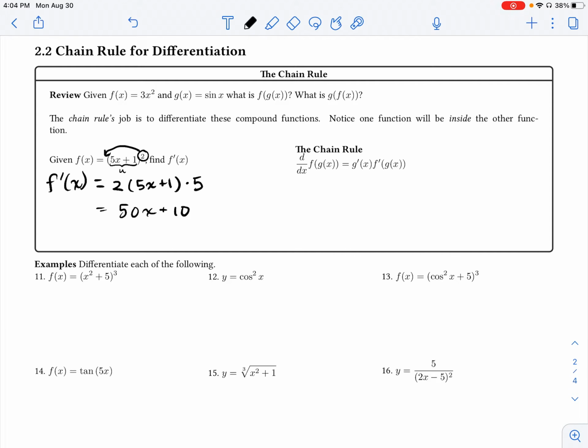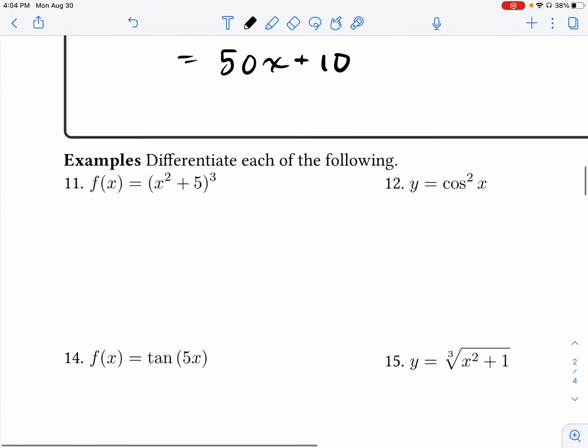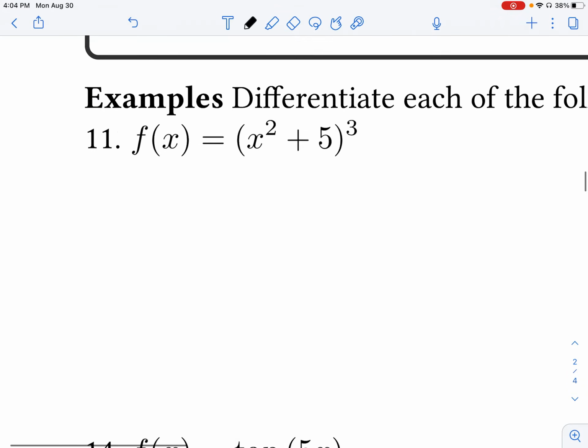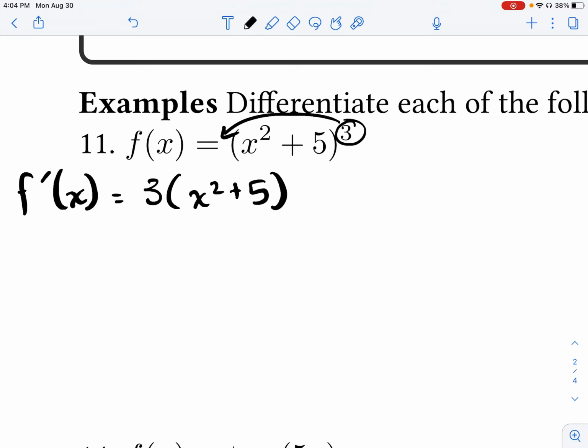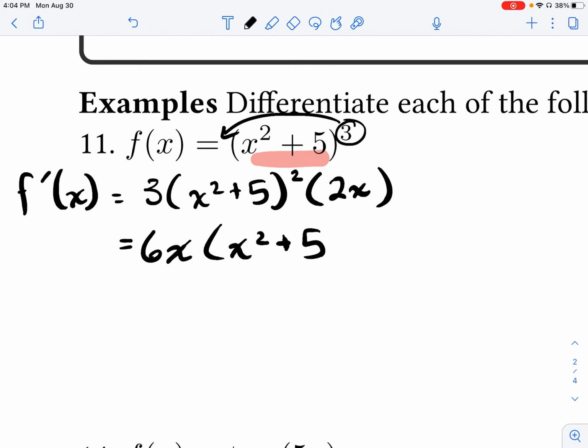So this would just be 50x plus 10, right? So let's try some other examples. Go ahead and try number 11 right now. If we say this is f of x, applying the chain rule, we'd say that f prime of x would be equal to 3 times the function as it is. We're just taking this power, moving it to the front, and decreasing that power by 1, so that's 2. Now, what is the derivative of our inside? The derivative of that inner function is just 2x. And we can clean that up. We can say this is 6x times x squared plus 5 to the second power.